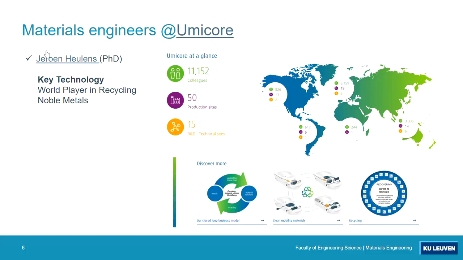So, let me introduce you to some cases of success coming from our department. For example, Jeroen Hullens completed his PhD with us in the Department of Materials Engineering, and he is now working at Umicore as the Director of Pyrometallurgy. Umicore is a big Belgian multinational company with a strong emphasis also on R&D, and one of its main core businesses is recycling materials, with special emphasis on recovering critical metals.